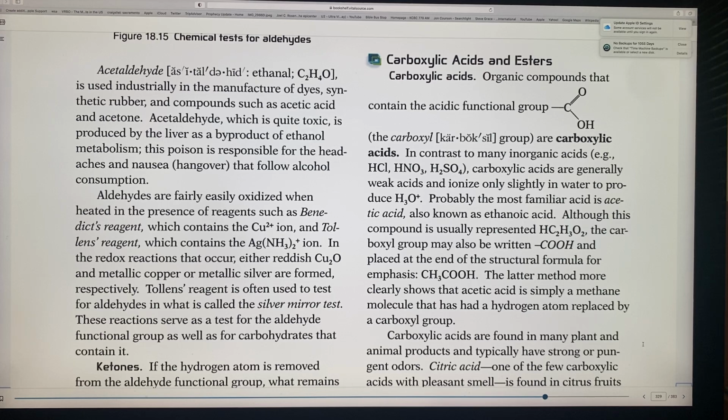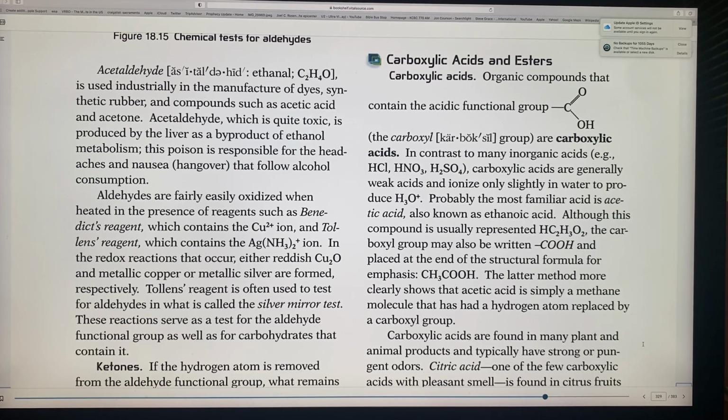Kind of in the same group, aldehydes and ketones. So now we're going to talk about carboxylic acids and esters. Carboxylic acids are organic compounds that contain an acidic functional group, the carboxyl group. In contrast to many inorganic acids, carboxylic acids are generally weak acids and ionize only slightly in water to produce the hydronium ion.